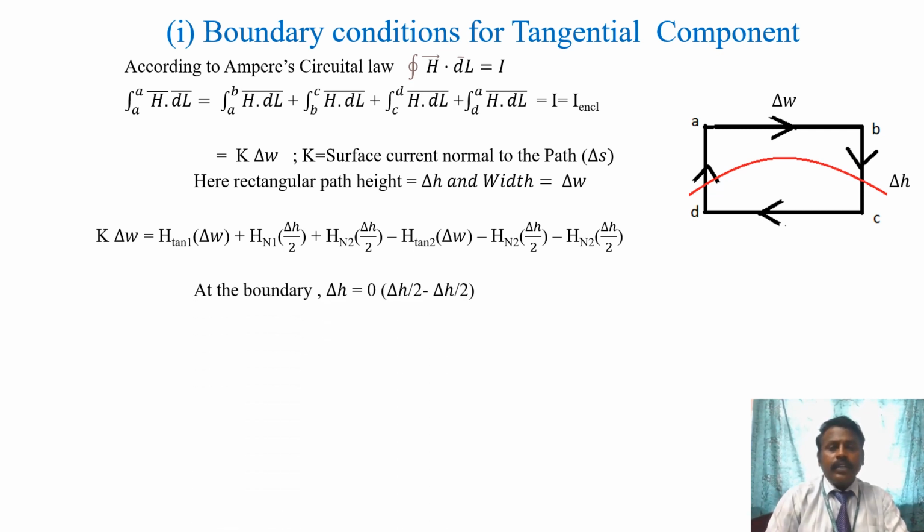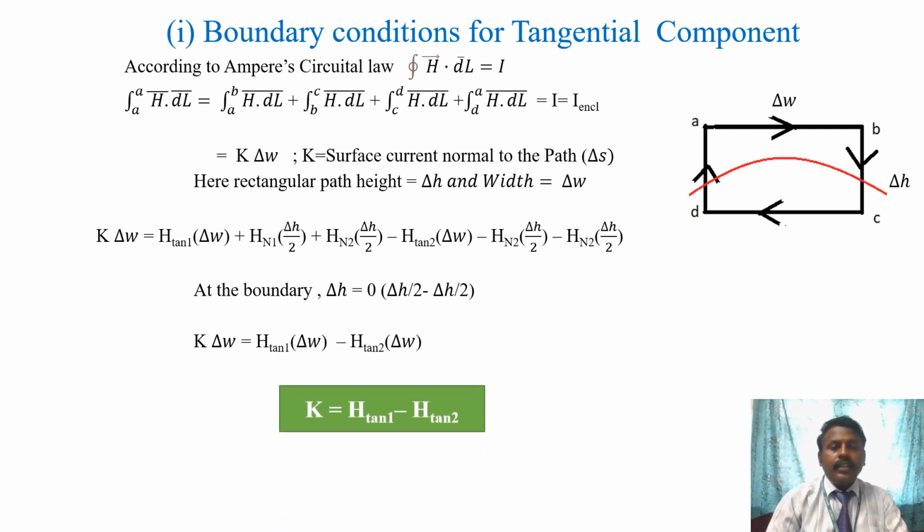So in the diagram, look at the boundary, exactly at the middle. The del H is equal to 0, because del H by 2 minus del H by 2 is going to be 0. Then on the left side we have K del W, so only the tangential component is available and the normal component is going to be 0. So finally we can write K equal to H tan 1 minus H tan 2. In vector form we can write it as H bar tan 1 minus H bar tan 2 equal to K x a_N.